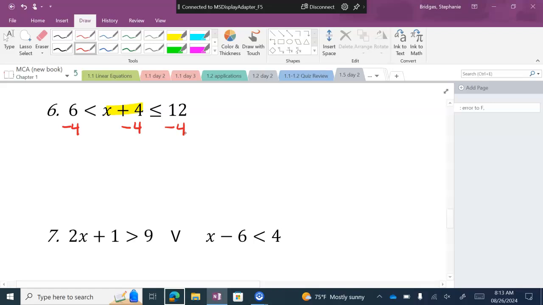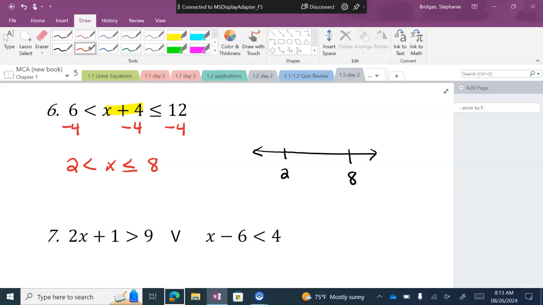The goal is to end up with that variable in the middle all by itself. Again, this is always going to be a normal and graph when it's written together like this, so we have to think about that. 6 minus 4 is 2, is less than x, is less than or equal to 8. Smaller number always has to be on the left, which it is. And then when I go to my number line, we don't really have to think too much about this. I'm going to put the 2 and the 8.